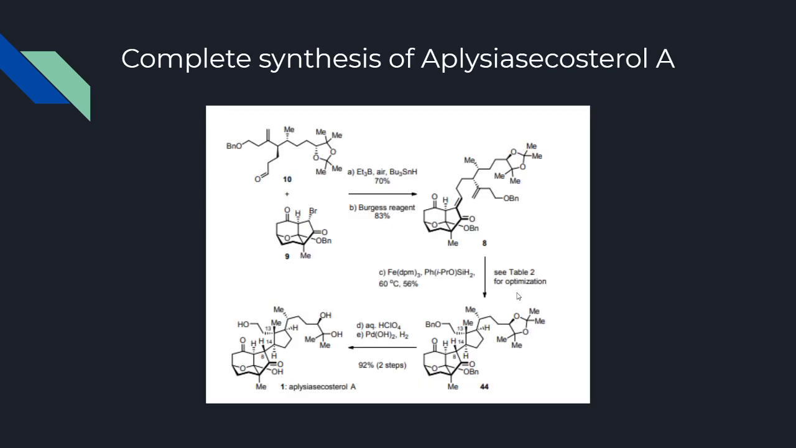So this is the complete synthesis of Aplysiasecosterol A. The most interesting part about this synthesis is the first 3 steps. The first step underwent a Reformatsky-type reaction, the second step is the dehydration reaction, and the third step is the HAT radical cyclization reaction. So I will direct my focus on the last 2 steps, which are the dehydration reaction and the HAT radical cyclization.